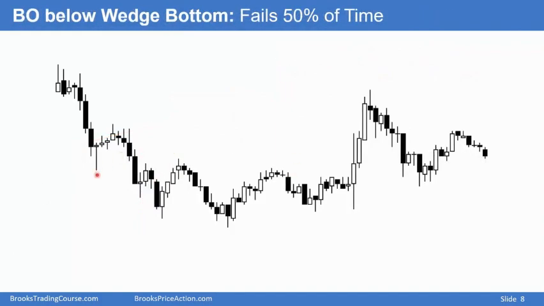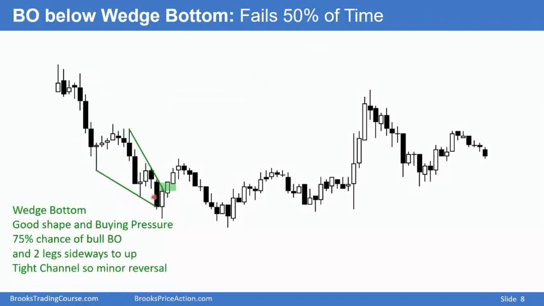Wedge bottom, 3 pushes down, 1, 2, 3. Fairly tight channel, so probably a minor reversal, but pretty good buying pressure. You might get a couple legs sideways to up. An obvious location for a stop is below the bottom of this strong buy signal bar.